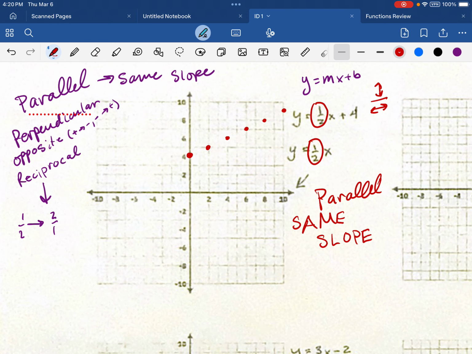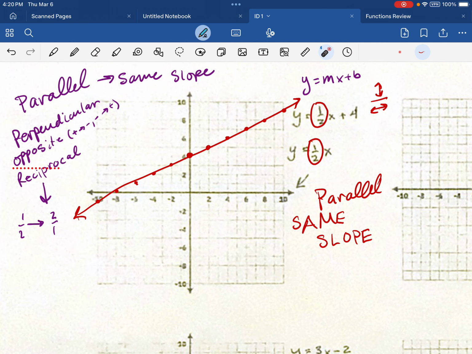If I'm allowed to go up 1, right 2, I'm also allowed to go down 1, left 2. And you can kind of check your work by making sure that it still just makes a good line. Let me see, it's kind of hard to see the line there. That seems about right. Okay, we got that first line graphed.